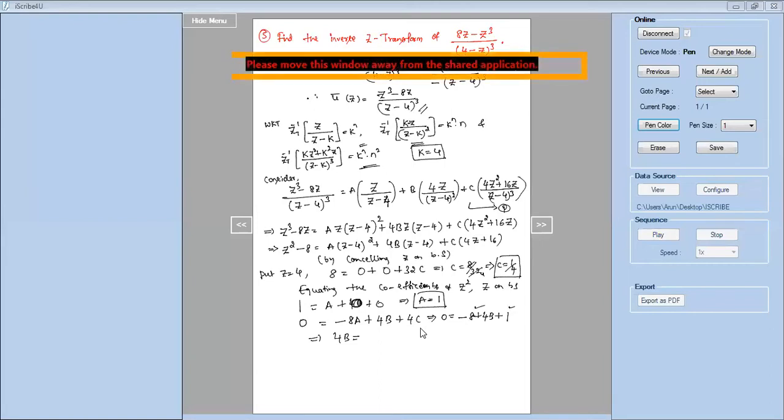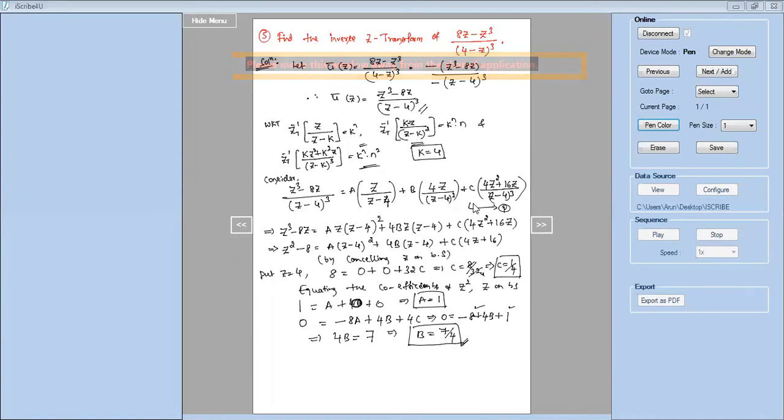So minus 7, if I take it to the other side, it is plus 7. So this implies b is equal to 7 by 4. So we got the values of the terms a, b, c. And once we get a, b, c, substitute them in equation 1.